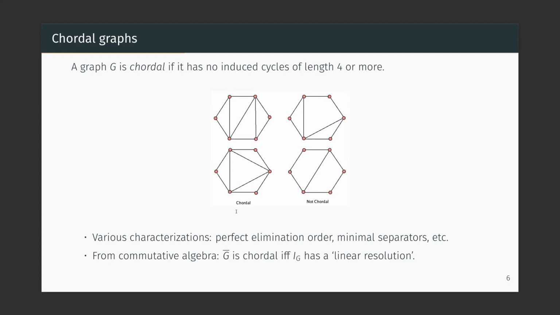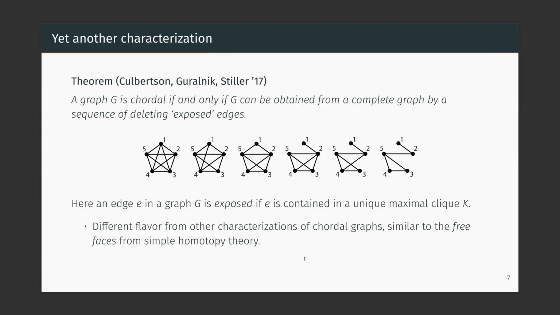Chordal graphs are themselves an important object in combinatorics and other fields. What makes them so nice, I would say, is that there are various ways to characterize them. They can be characterized in terms of what are called perfect elimination orders and minimal separators. There's even a commutative algebraic characterization that says the complement of a graph is chordal if and only if what's called the edge ideal has a linear resolution. I'm not going to say much about that, but this is how I got into this, actually. So it may be nice to know there's some connection there.